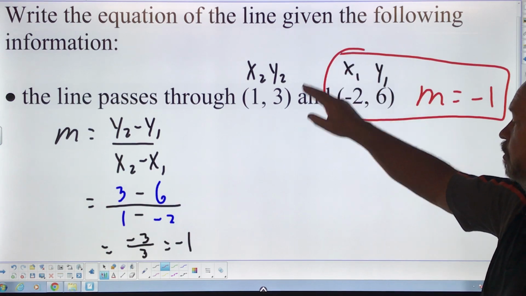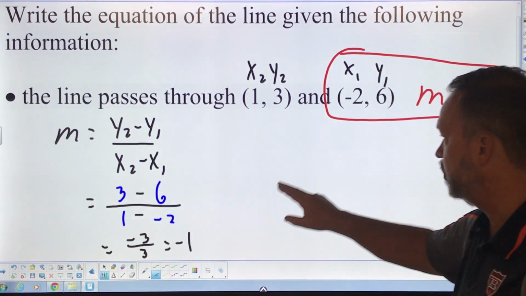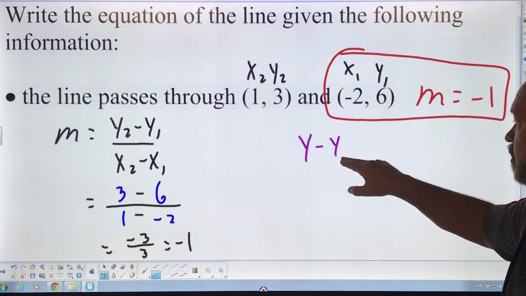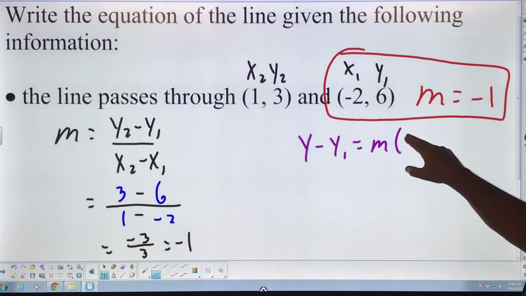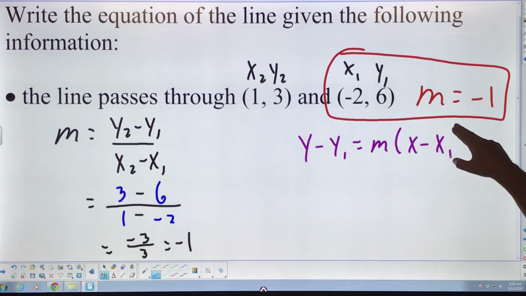So now I know a point and a slope. So what can I use? I can use the point slope formula. Or I can go hunting bees. Either one.